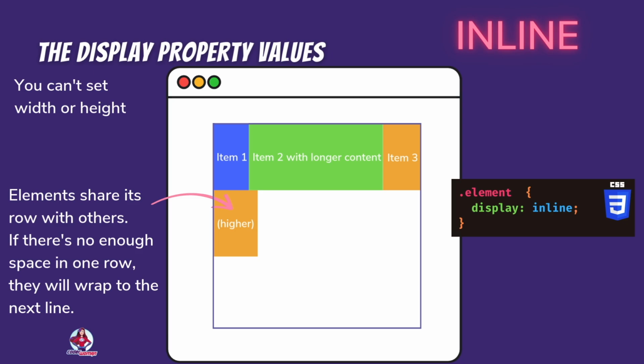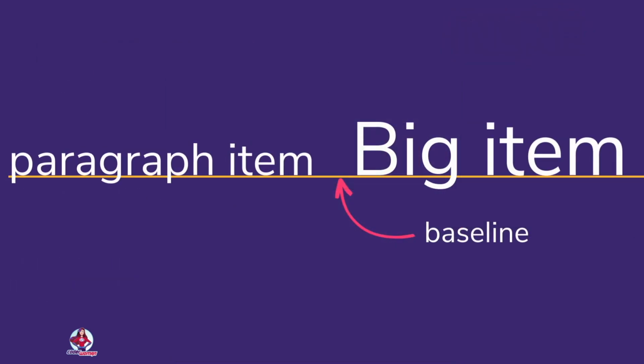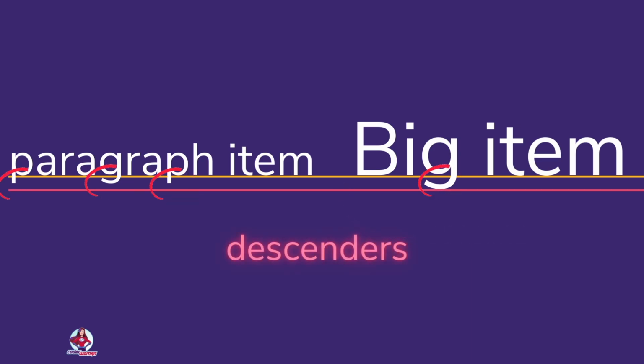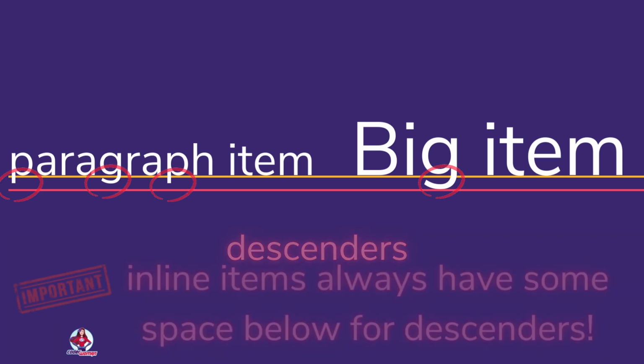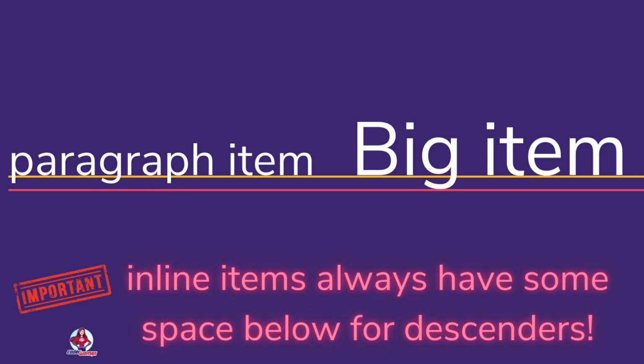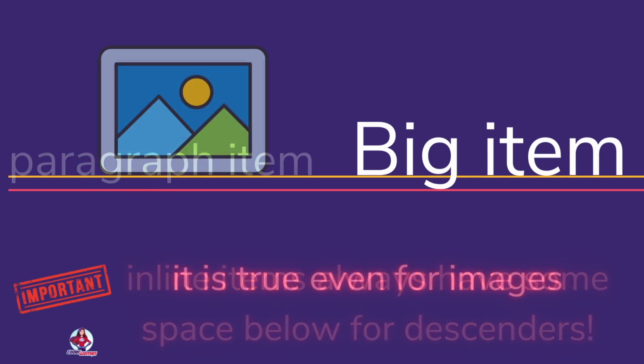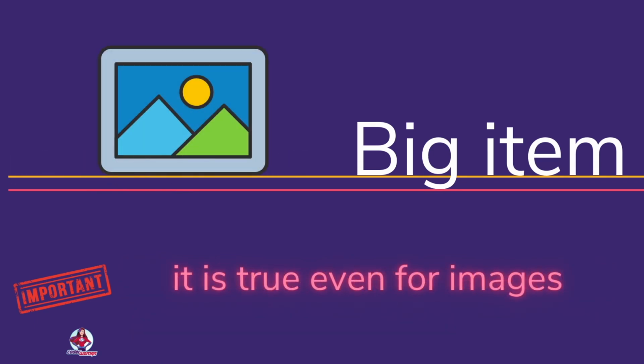But we didn't mention one important thing then. Inline elements line up along the baseline of the text. Because images are inline elements by default, they align just like text along the baseline. In most fonts, some letters like Y, G, P, J, and Q have parts that go below the baseline. These parts are known as descenders. Inline elements, including images, keep some space below the baseline to make room for these descenders.